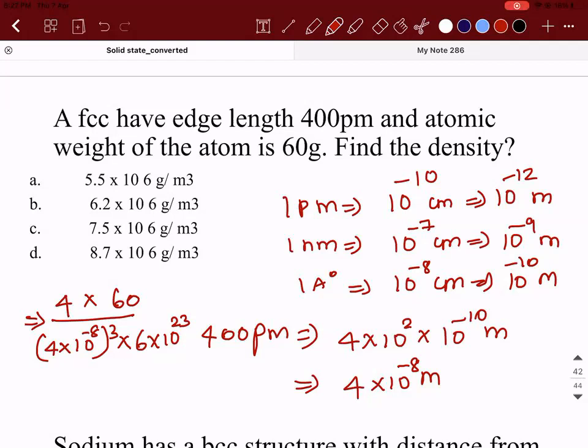Why is it minus 12? See, this 400, I have written as 4 into 10 to the power 2. Then to convert into meter I need to multiply by 10 to the power minus 10. This is plus 2, this is minus 10. Oh, okay, sorry, my mistake. Minus 10.